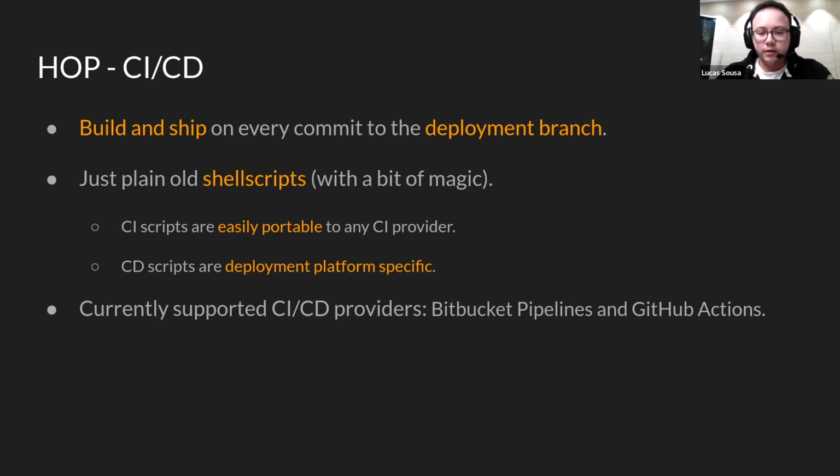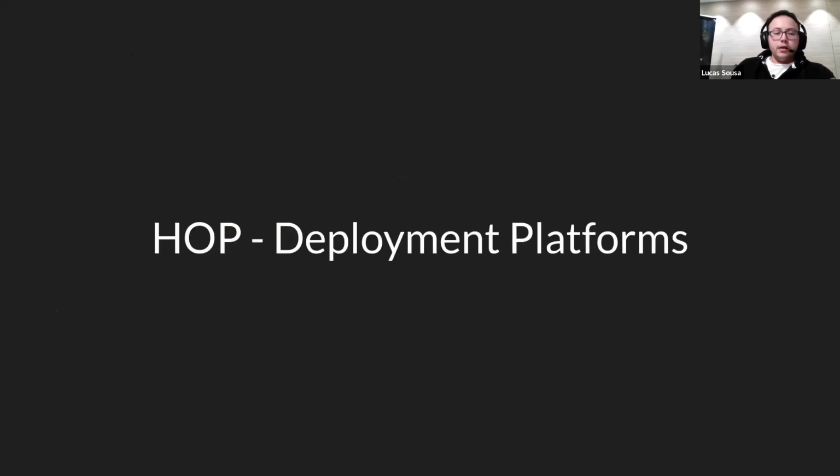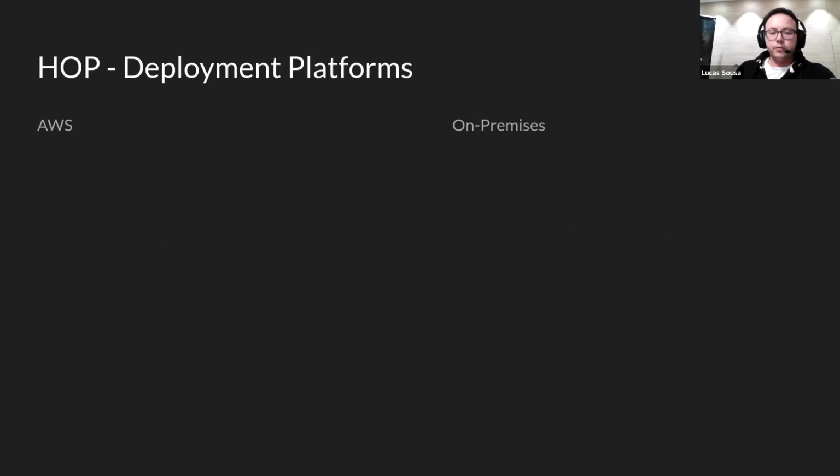Currently in Hop, there are two options: Bitbucket Pipelines or GitHub Actions, sorry. And if you do not want to use one of those, you can also do it yourself, in the sense that there is a custom option in the settings that you can choose. What the Hop CLI will do is basically provide you the CI scripts, which are generic, and you can easily port them to your new provider. And last but not least, deployment platforms. As I said, there are two options: AWS or on-premises.